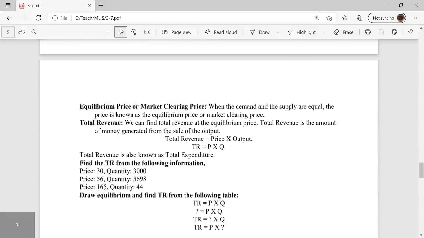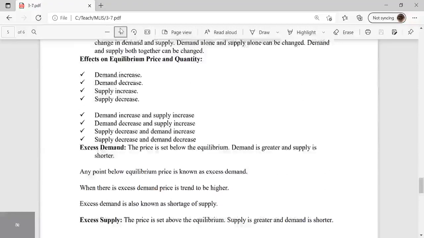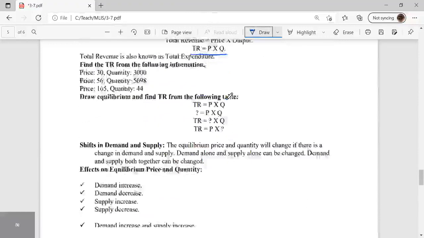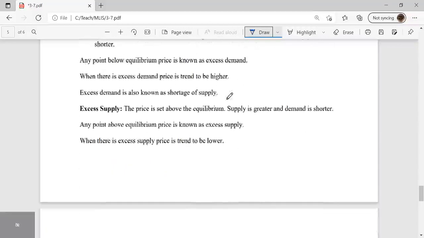We also talked about equilibrium. Equilibrium is a point where demand and supply are equal, and we also did the formula: total revenue equals price multiplied by quantity. It's a simple formula but very useful.